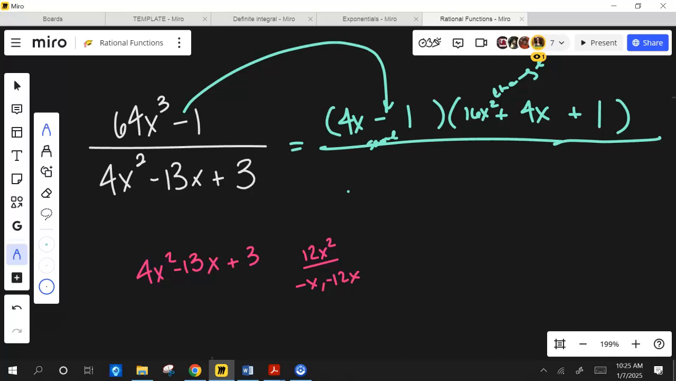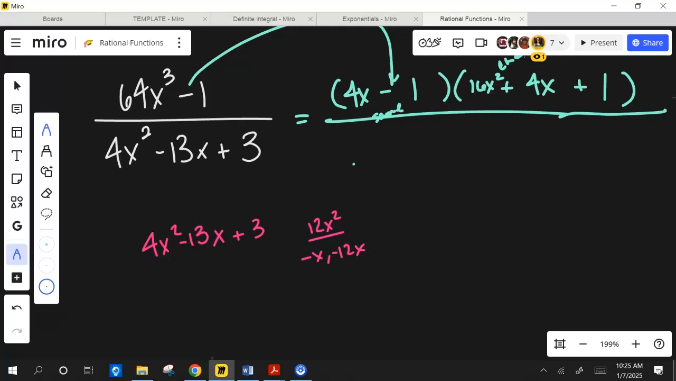Yes. Are y'all with me? Okay. This is going to be, stay with me, minus x minus 12x plus 3. All I did was rewrite 13 as 1 and 12. Okay. Now I slash it.